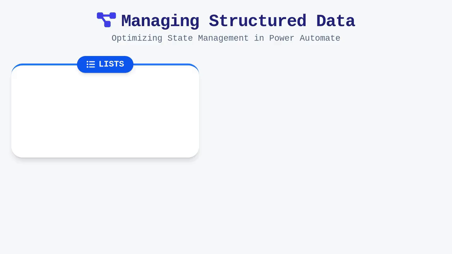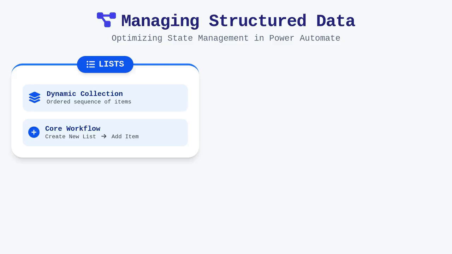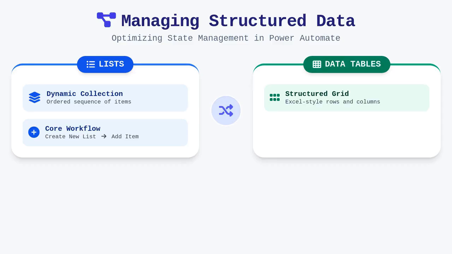and data table variables. A list in Power Automate is a dynamic collection where we can store an ordered sequence of items, while a data table provides a more structured, grid-like format similar to an Excel sheet containing rows and columns. Understanding when to choose one over the other is a fundamental skill for any developer, as it directly impacts the efficiency and maintainability of your automation scripts.